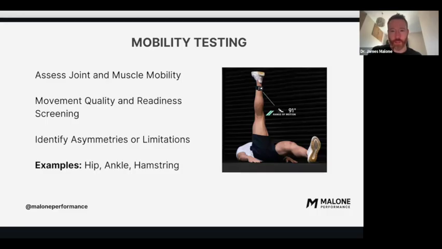We can do some basic testing on the medical bed, in the gym, and look at some potential limitations in range of movement, or maybe some asymmetries between the left and right side of the body. Some examples of this, so obviously with the hip, we want to make sure we have some nice mobile hips for players, ankle stiffness and flexibility, and of course our hamstring flexibility as well.